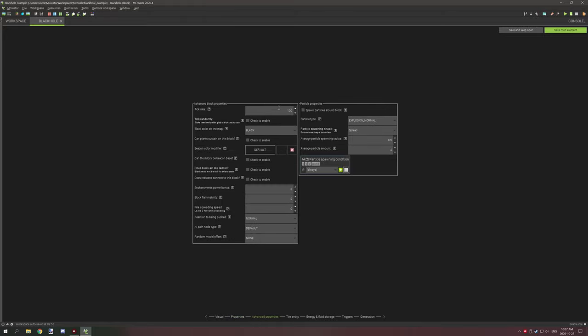Advanced properties, I have a tick rate of 100. Now this will basically affect how fast it updates. You probably want it anywhere from 100 to higher than 100, because I think 100 is about 5 seconds, at 20 ticks per second. So if it's less than 5 seconds, it's going to probably lag quite a bit.